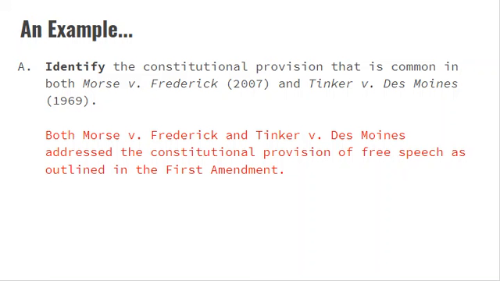So step A, identify the constitutional provision that is common in both of those two cases. Maybe your answer would be both Morse v. Frederick and Tinker v. Des Moines addressed the constitutional provision, notice I'm using the prompt in my answer, of free speech. And don't stop there, because it says identify the constitutional provision. The constitutional provision of free speech as outlined in the First Amendment. Tell me where in the Constitution free speech is. It's in the First Amendment. See, that wasn't that hard, right?